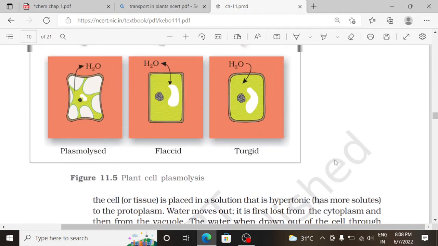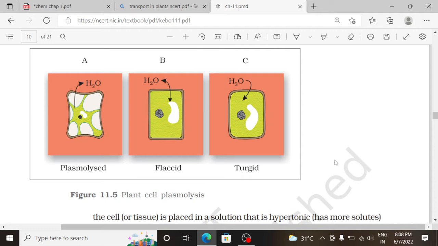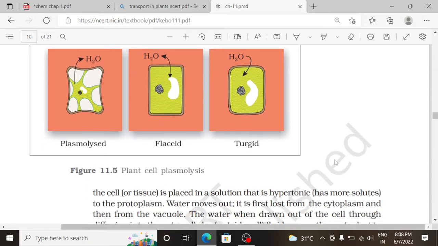This diagram is the plant cell plasmolysis. A cell is plasmolysed, B cell is flaccid, and C cell is turgid. You can see the difference in the diagrams.